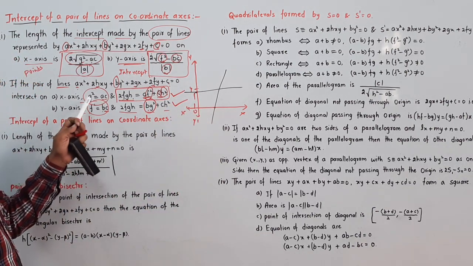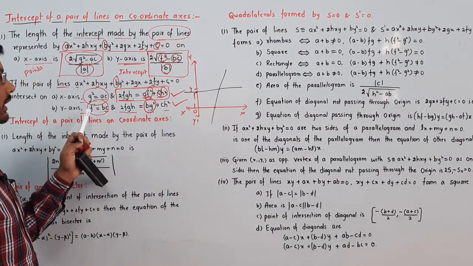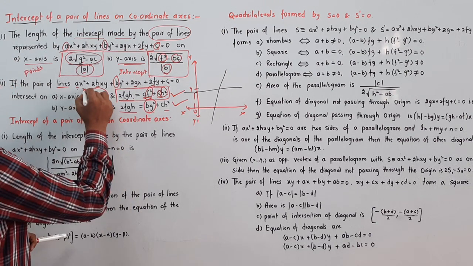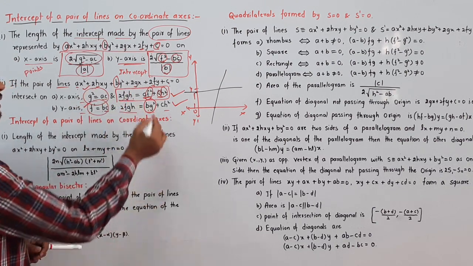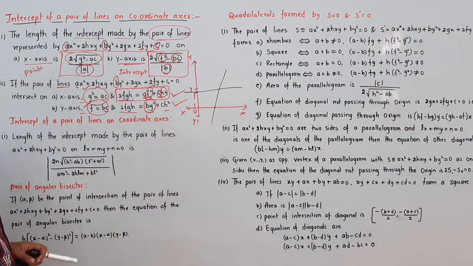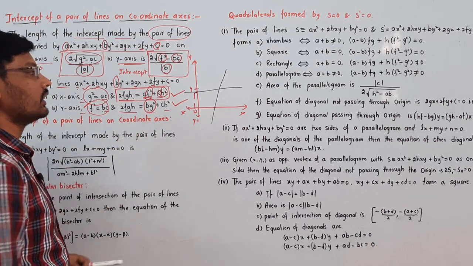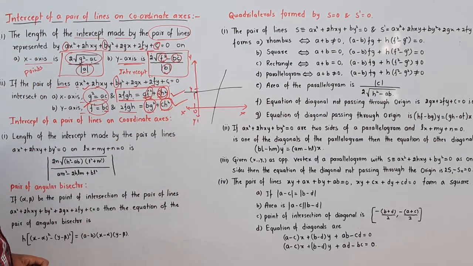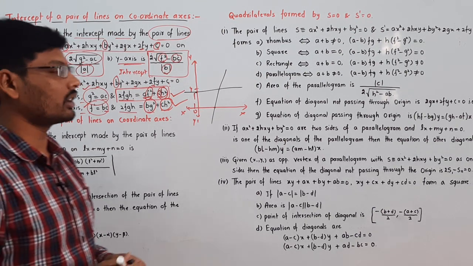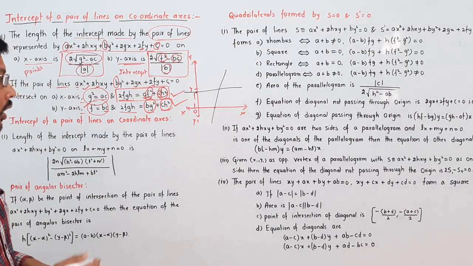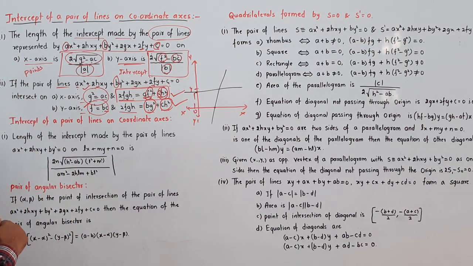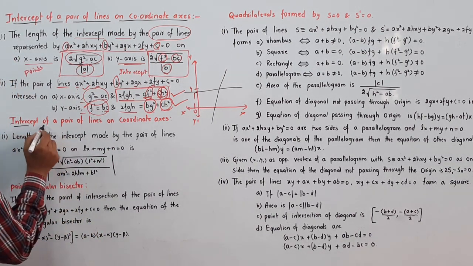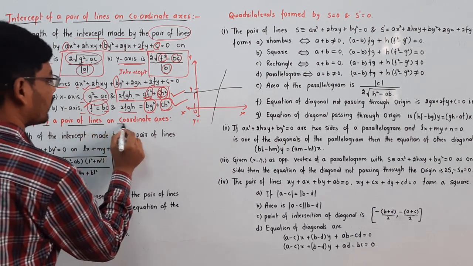The conditions to remember are g square is equal to ac and f square is equal to bc. These are the two conditions, and similarly we have one more condition, 2fgh is equal to af square plus ch square. So here ch square is common for both the conditions. So this is all about the intercept of a pair of straight lines on the coordinate axis. And the next topic here is the intercept of a pair of lines on the coordinate axis.